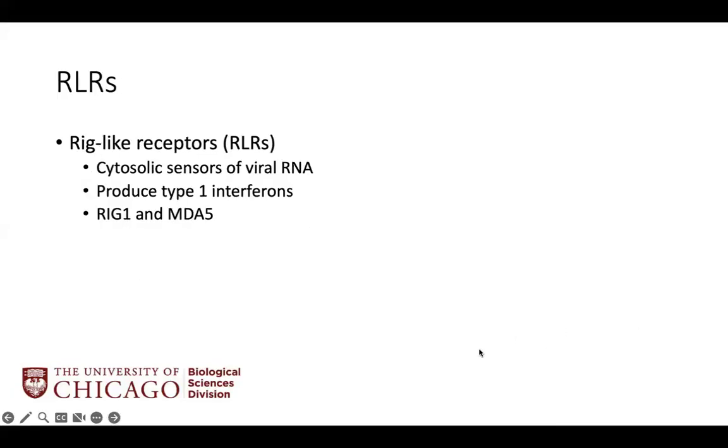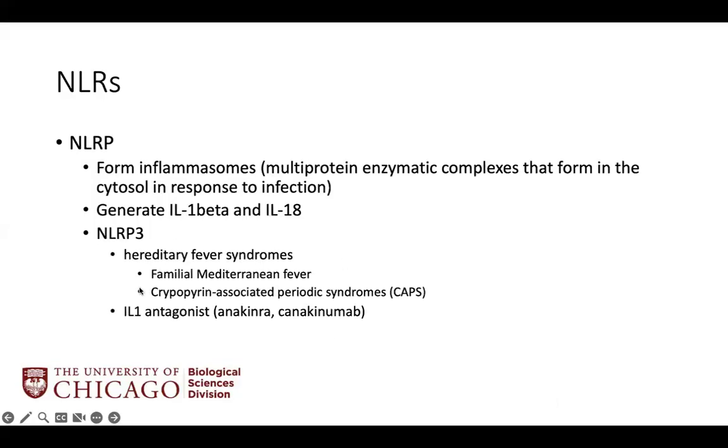There are RIG-like receptors or RLRs. These are also cytosolic sensors, but instead of DNA, they sense viral RNA. They produce type 1 interferons, and examples are RIG1 and MDA5.